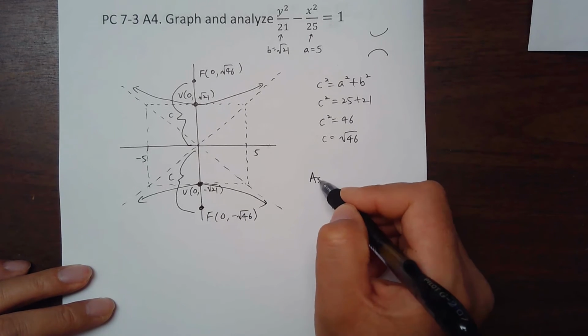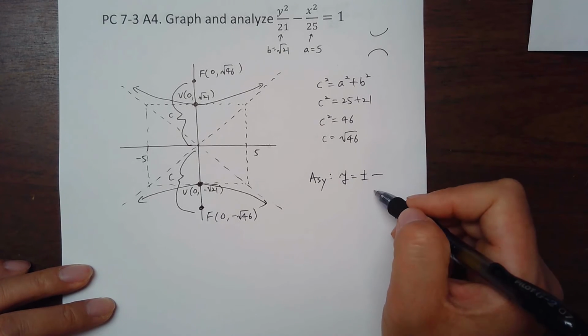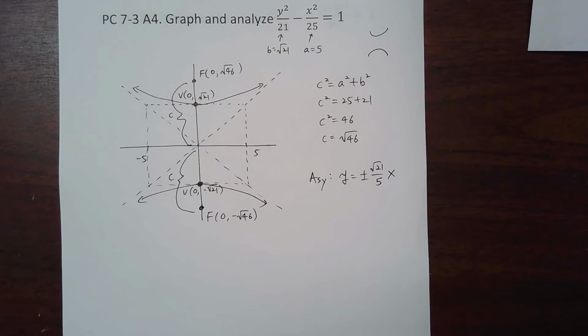Don't forget the asymptote. y equals plus or minus b over a, square root of 21 over 5 x will be your asymptote.